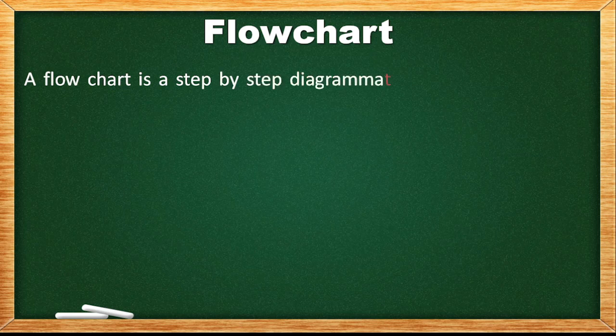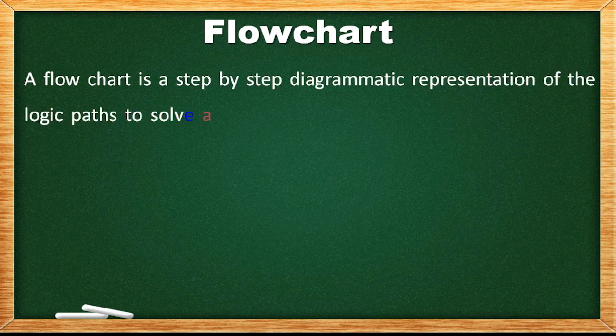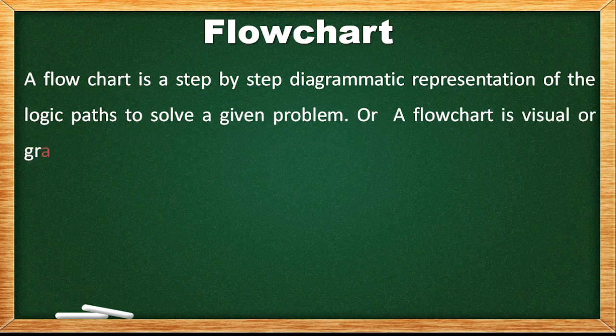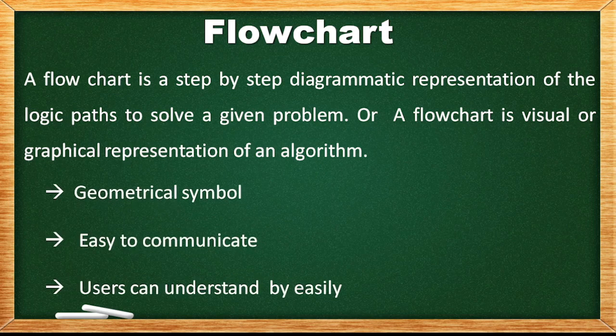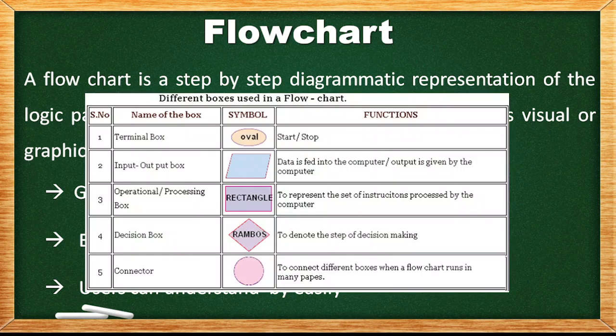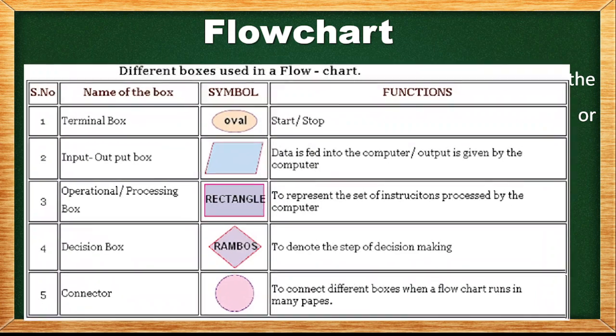A flowchart is a step-by-step diagrammatic representation of the logic path to solve a given problem. A flowchart is a visual or graphical representation of an algorithm. The advantage of a flowchart is that geometrical symbols are easy to communicate, and the user can easily understand them. The flowchart is drawn in a symbolic manner, like mathematical symbols such as a rhombus and oval shapes. These are some of the shapes we use in our problem solving technique.